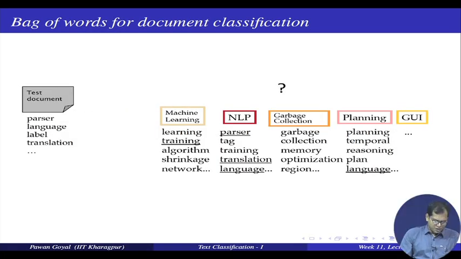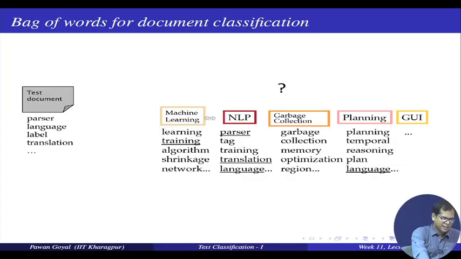Let us quickly see what I mean by the bag of words model for document classification. Assume that you have certain documents with you, and you also know the category. Suppose you are talking about certain research domains, and you want to put all your documents or scientific articles into one of these domains. For example, here you have an article from machine learning, another from NLP, then garbage collection, planning, GUI, and so on.